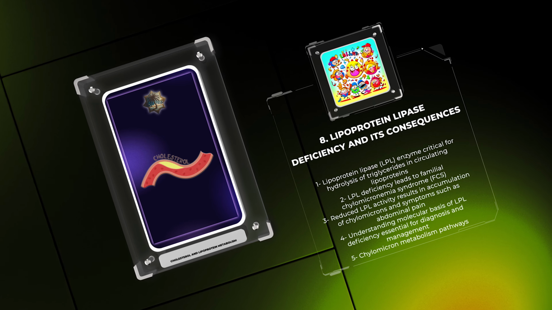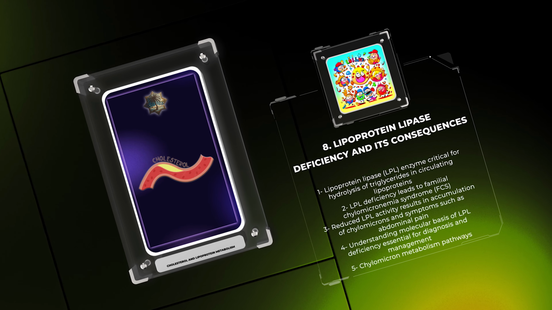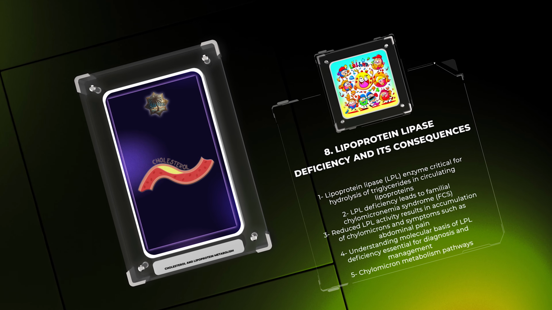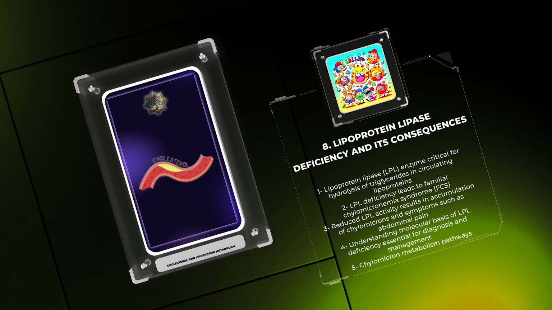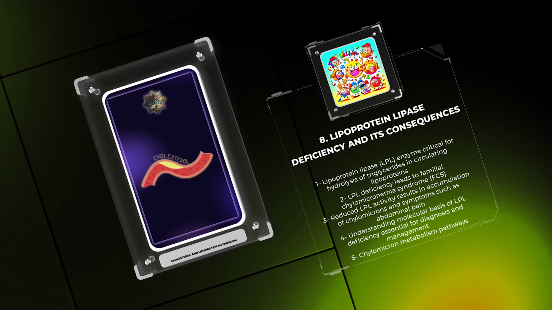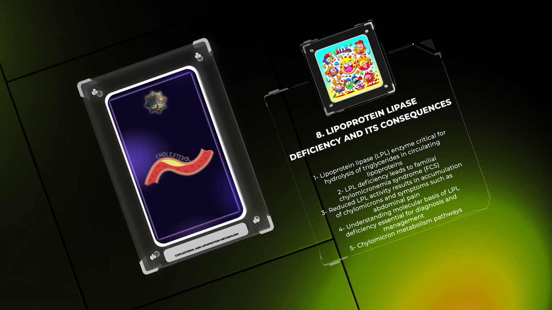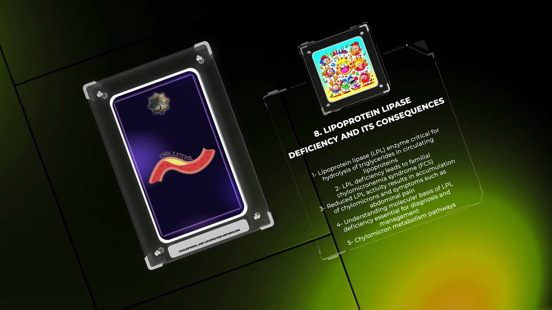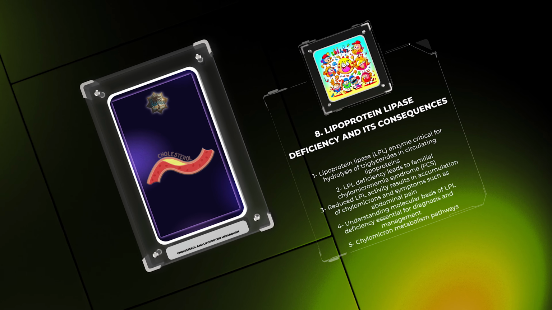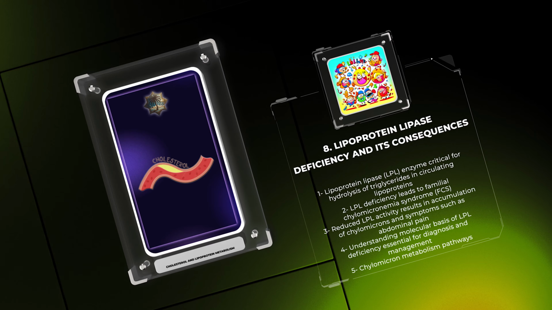Lipoprotein lipase, LPL, is an enzyme critical for the hydrolysis of triglycerides present in circulating lipoproteins, such as chylomicrons and VLDL. LPL deficiency leads to familial chylomicronemia syndrome, FCS, characterized by severe hypertriglyceridemia due to impaired lipoprotein clearance. The consequence of reduced LPL activity is the accumulation of chylomicrons and their remnants, resulting in symptoms such as abdominal pain, eruptive xanthomas, and pancreatitis.